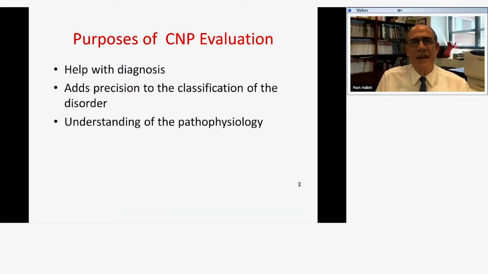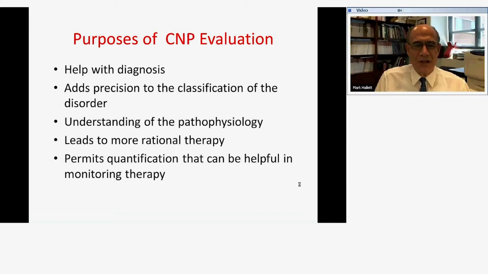Certainly, it can give an understanding of the pathophysiology in a deeper sense, and understanding the pathophysiology can lead to more rational therapy of the patient. And then another area is that of quantification that can be helpful in terms of monitoring therapy for a patient. And of course, lastly, clinical neurophysiology is a big research area in terms of understanding movement disorders and other aspects of human pathophysiology.